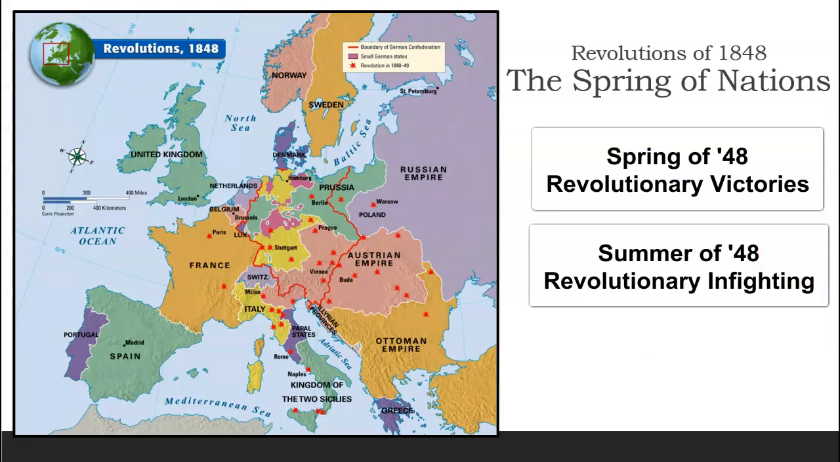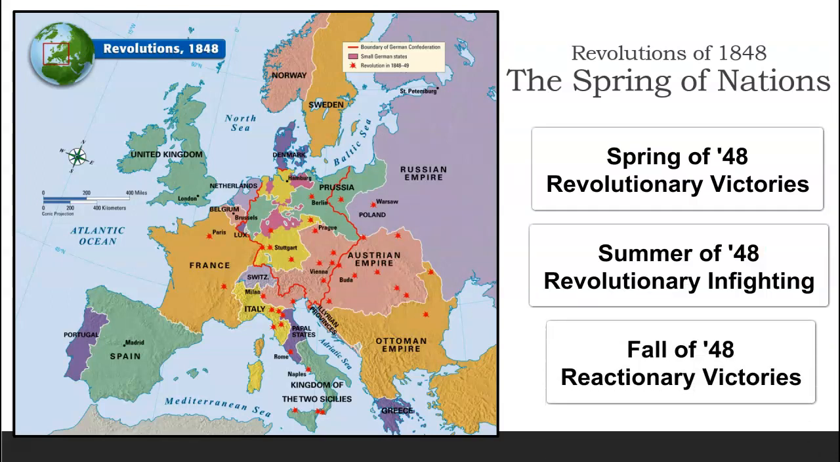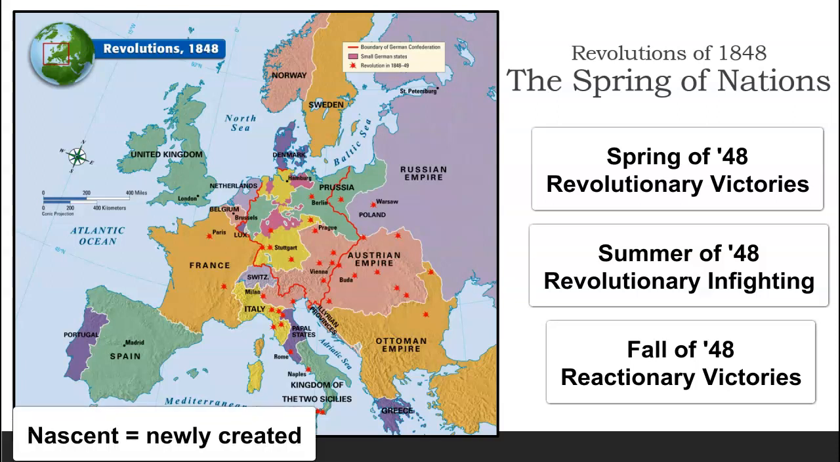And by the time we get to the fall of 1848, reactionaries started gaining the upper hand. Oligarchs, nobility, grand bourgeoisie, they were able to raise larger armies and they were able to push back against these revolutionaries that were fighting with themselves more than with the systems they were trying to change. By 1850, just about all those nascent republics had been conquered.